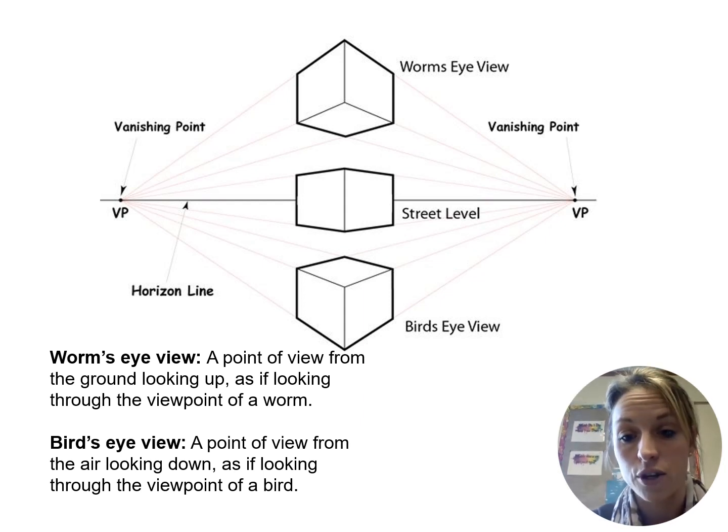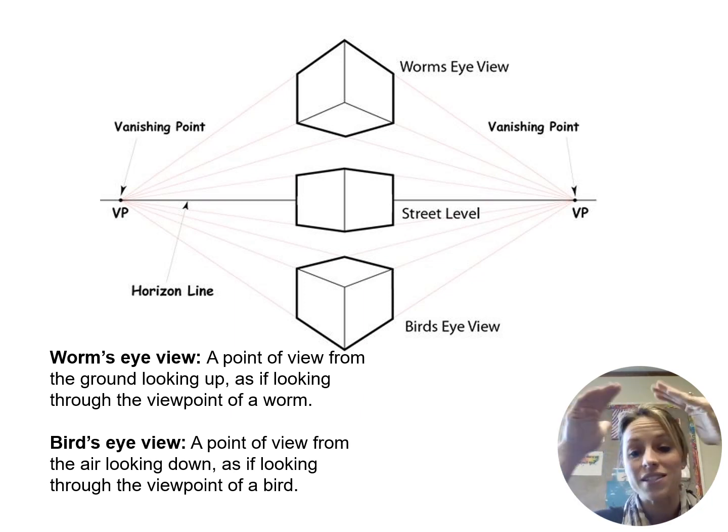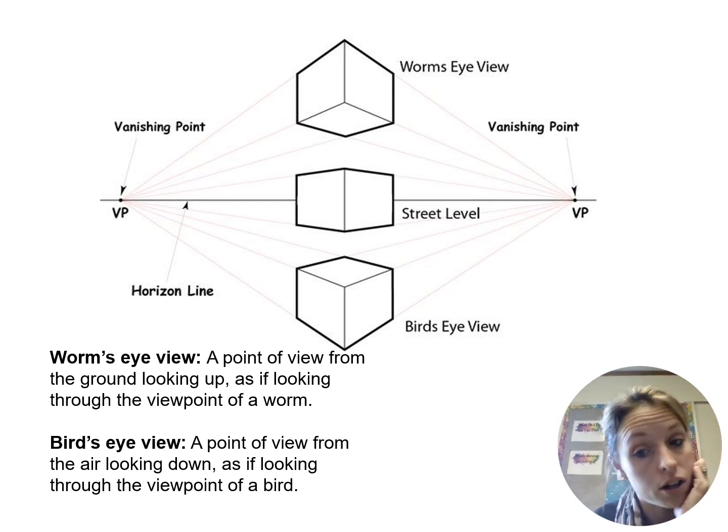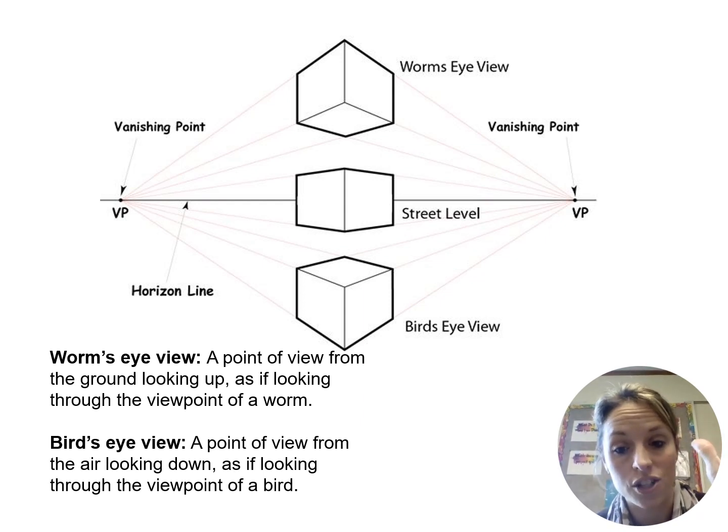A bird's eye view is kind of like your bird or an airplane. You're up in the sky. So if that box was like a building, for example, we wouldn't be able to see the top of the building unless we were up really, really high. And that's why it's called bird's eye view. So that's the point of view, looking down through the air as if through the viewpoint of a bird. So go ahead, pause the video, get down your definitions, and then move on to the next slide.